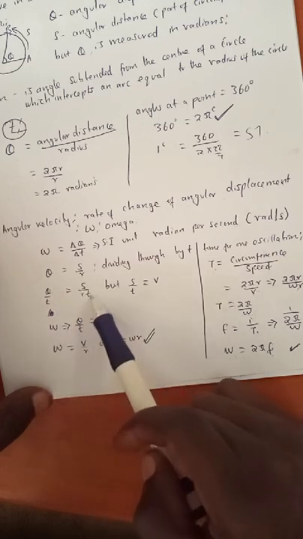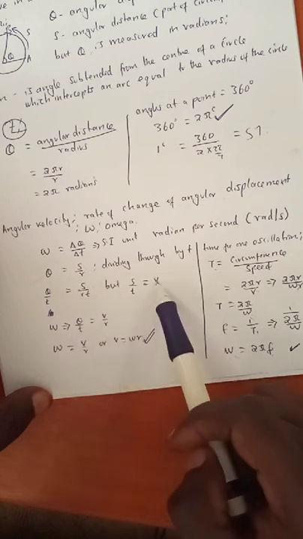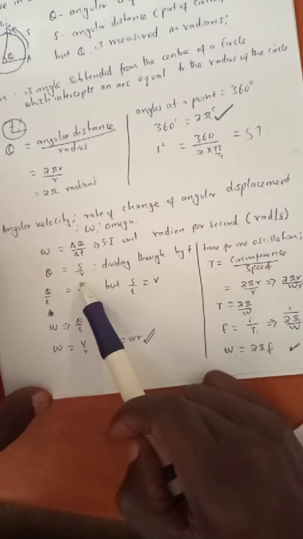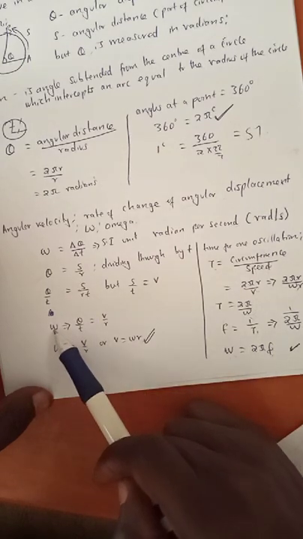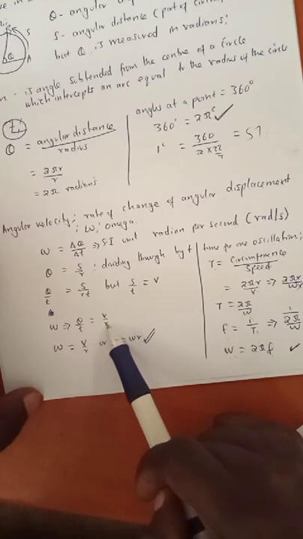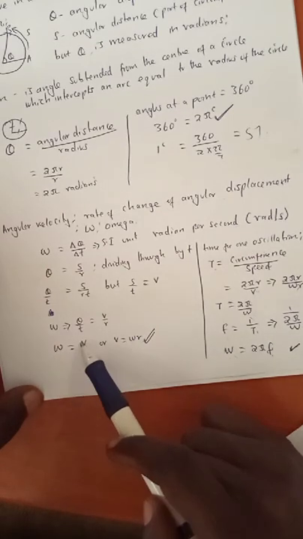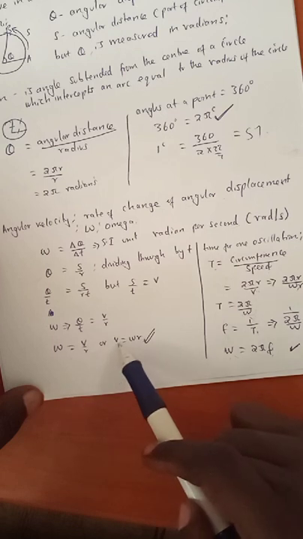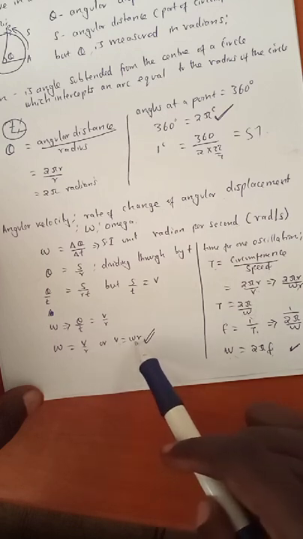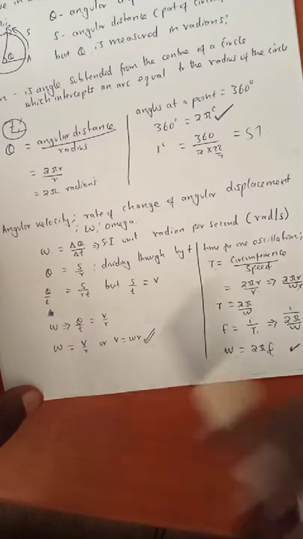But distance over time, this s over t, implies velocity. Substituting here with the velocity leaves us with omega equals velocity over the radius. So therefore, making v the subject implies that omega equals v over r, which implies that linear velocity is equal to the angular velocity times the radius of the circular motion.